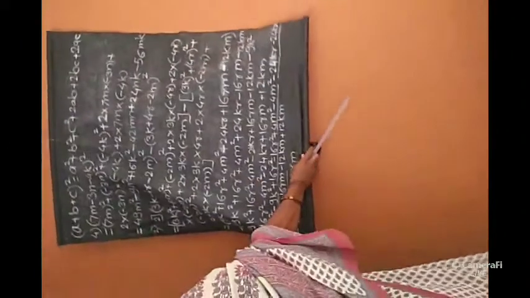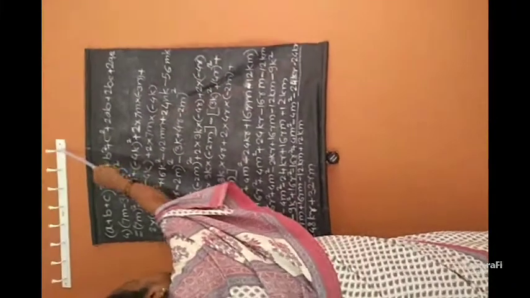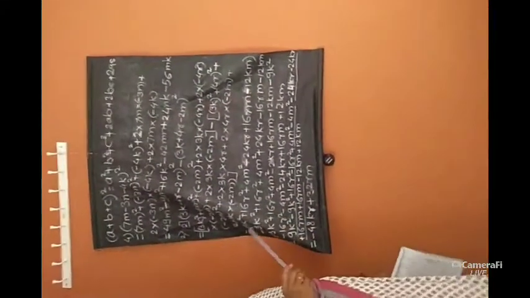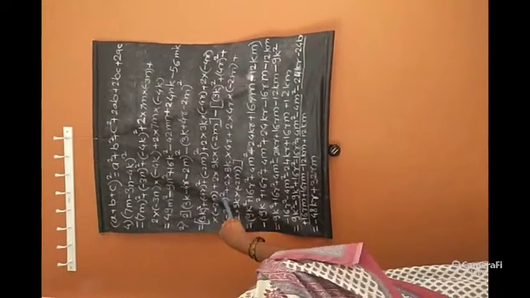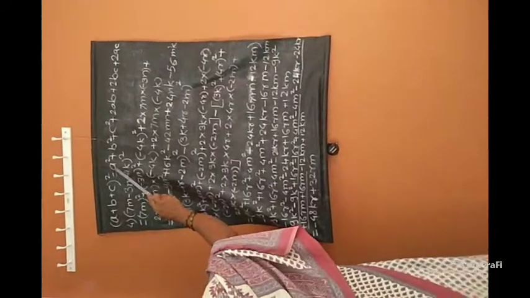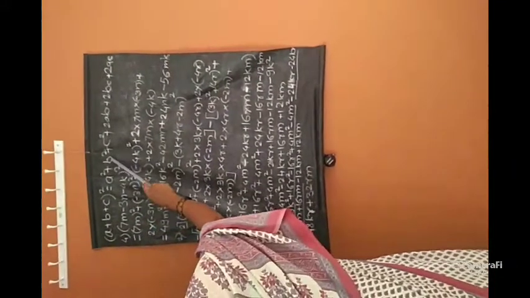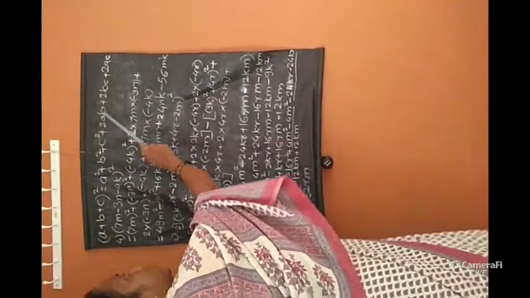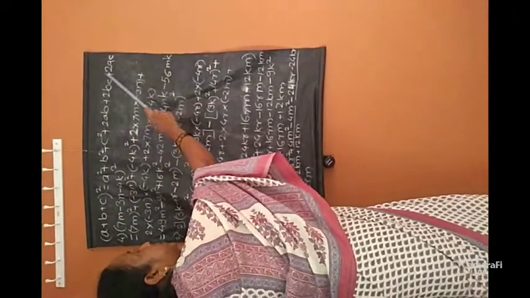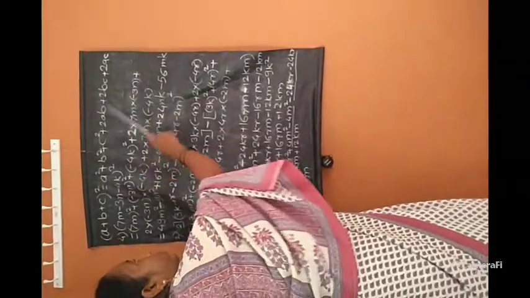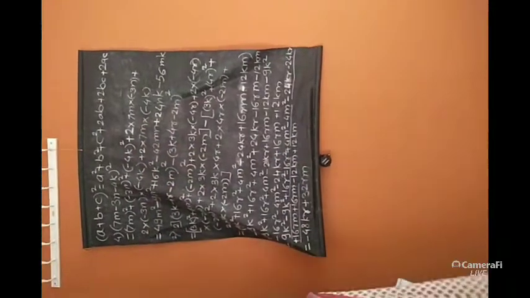Now we will see our next point from this chapter. Our next formula is (a + b + c)². This is the last formula from this chapter. (a + b + c)² is equal to a² + b² + c² + 2ab + 2bc + 2ac. You have to learn this formula and solve the examples from practice set 5.4.